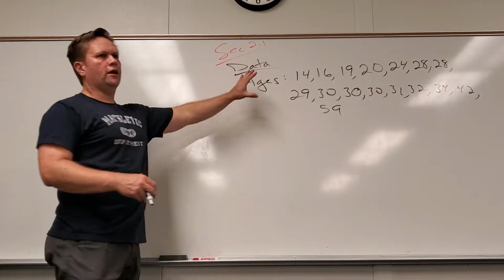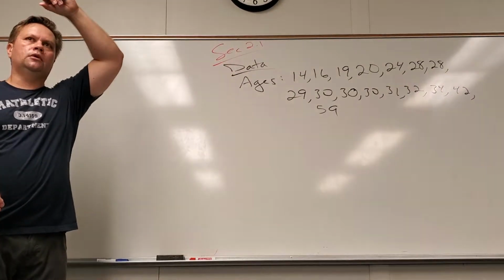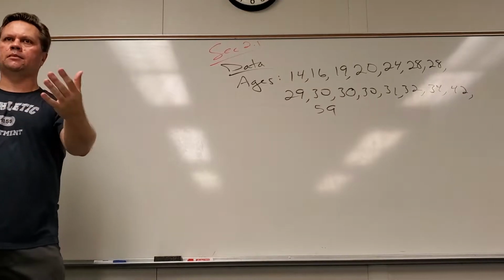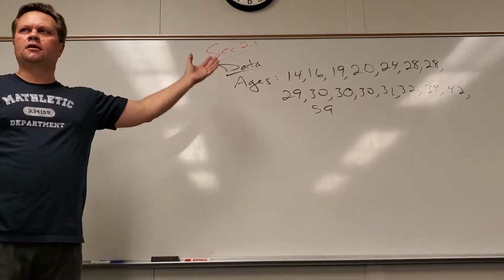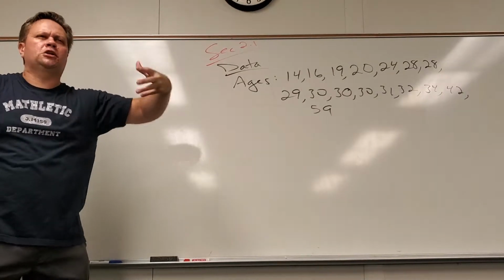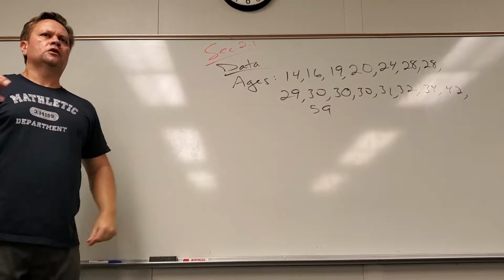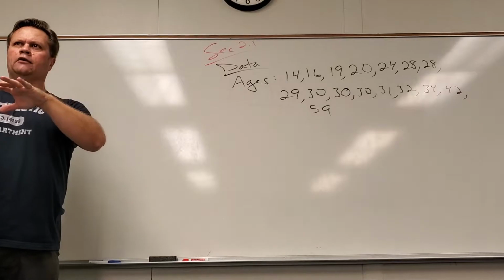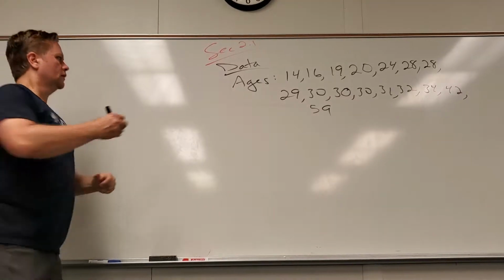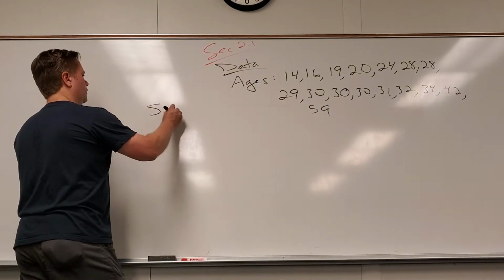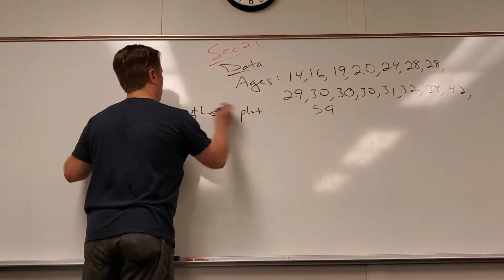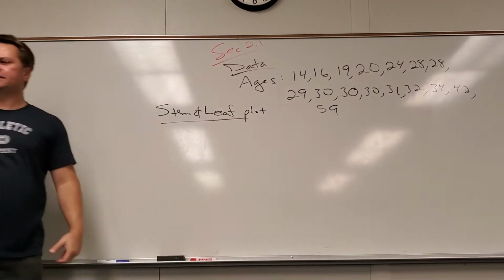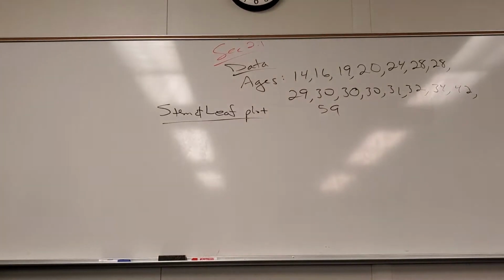So the very first way we want to represent data to somebody rather than just giving them a list. A list is nice, but it doesn't give us any impression of what's going on with the data. So one of the most basic ways I can give a visual of the data is something that's called a stem and leaf plot. I think the book just calls it a stem plot, which is really less interesting.